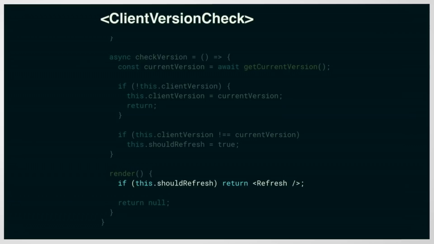In render, if we should refresh, we return a refresh component. So we are actually rendering a component, but that one doesn't render anything either. It just tells us to refresh the page. We can use a flag on the instance of the component versus using state, because we have complete control over the updating lifecycle and the rendering lifecycle of this component. So we can say, only update the client version check when the URL changes. And when it re-renders, we get a refresh.